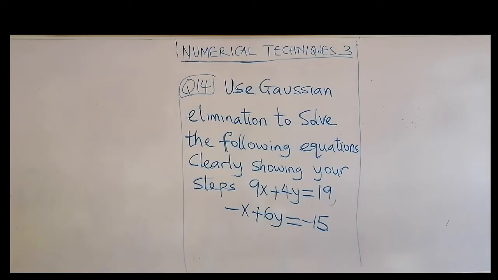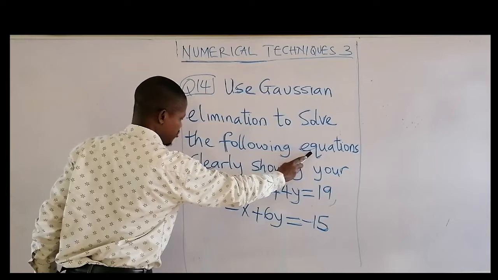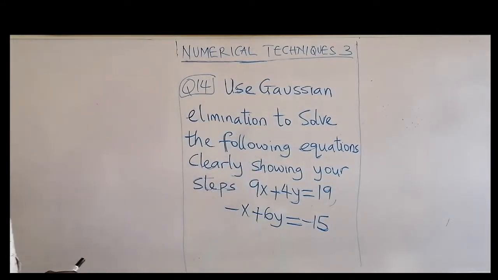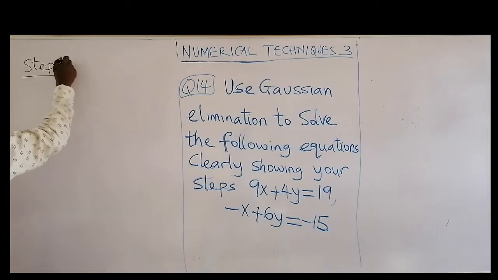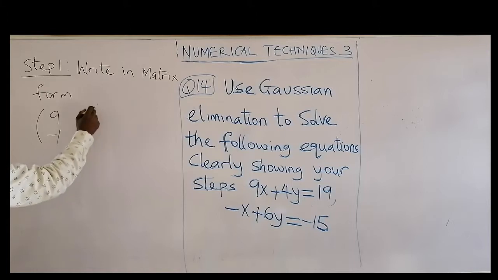Question 14. Use Gaussian elimination to solve the following equations, clearly showing your steps. We have the two equations on this one. Step 1: write in matrix form. And that will be equal to 9, 4, minus 1, 6.